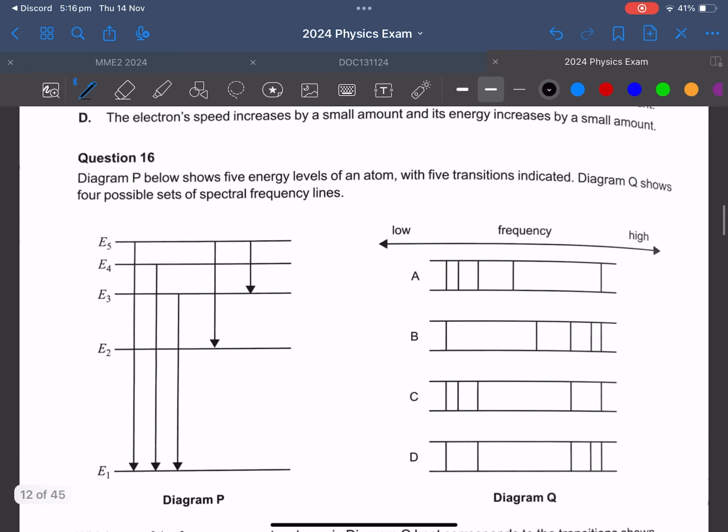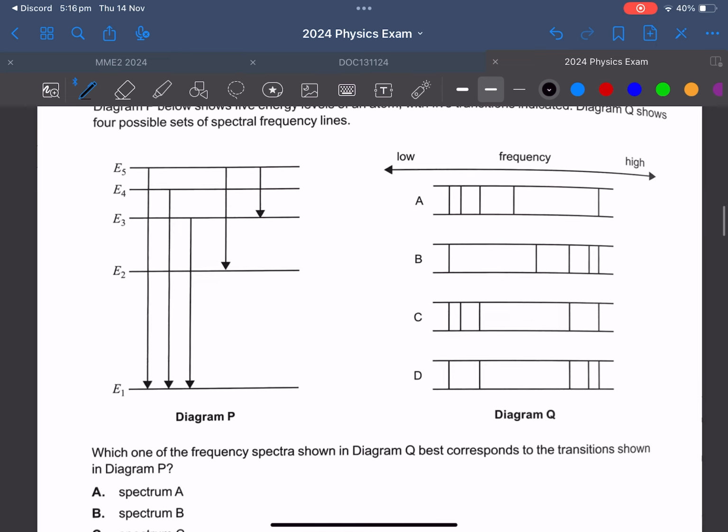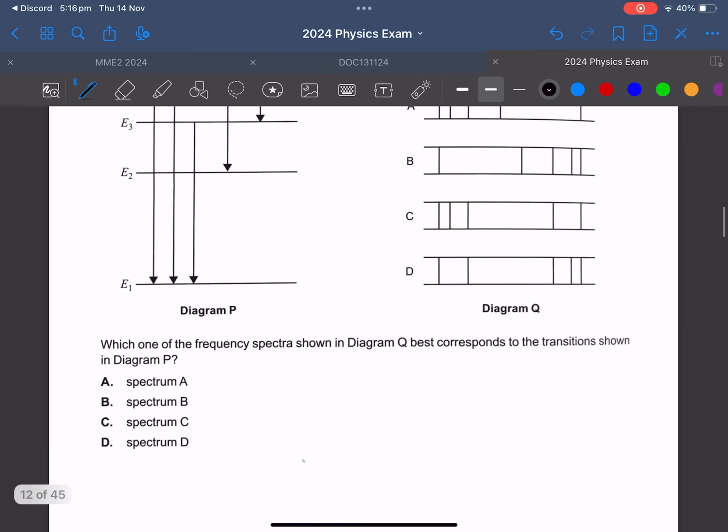Diagram P below shows 5 energy levels of an atom with 5 transitions indicated. Diagram Q shows 4 possible sets of spectral frequency lines. Which one of the following frequency spectra shown in diagram Q best corresponds to the transition shown in diagram P?